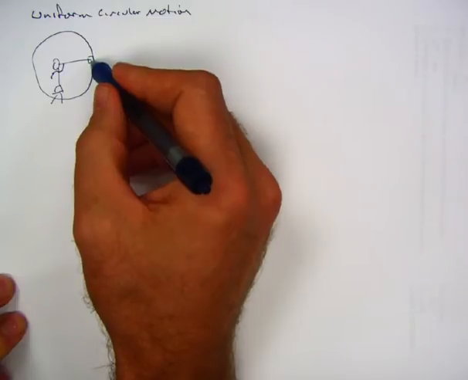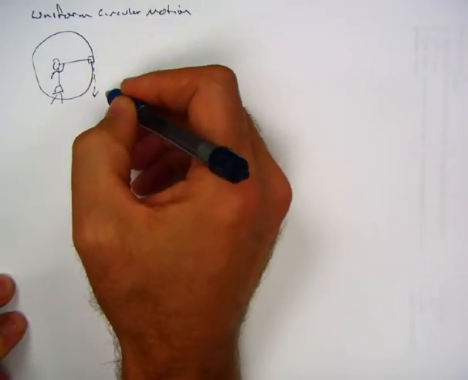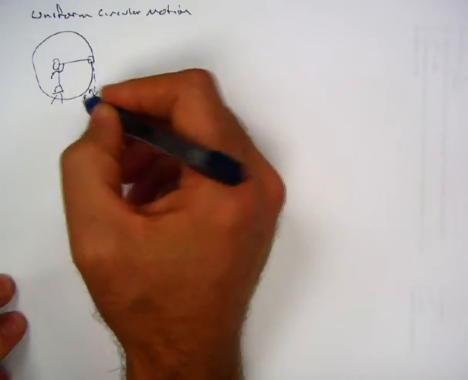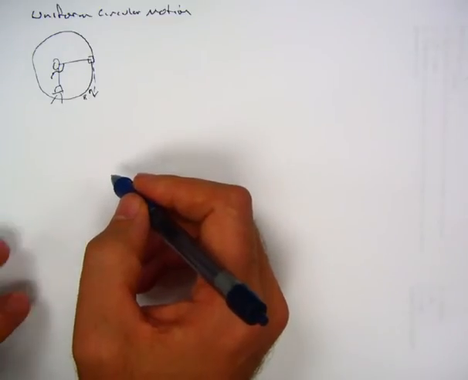So right now, if there was no string, the mass would just fall straight down, but it can't fall straight down because the force of tension on the string is pulling it towards the center to get it to change its direction. So this is what we were talking about with uniform circular motion.